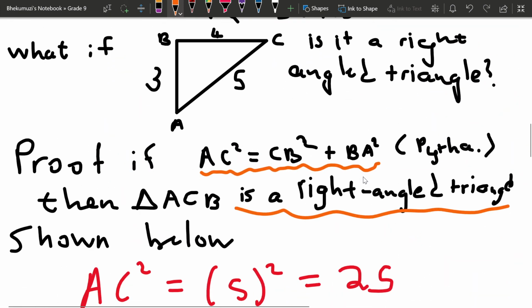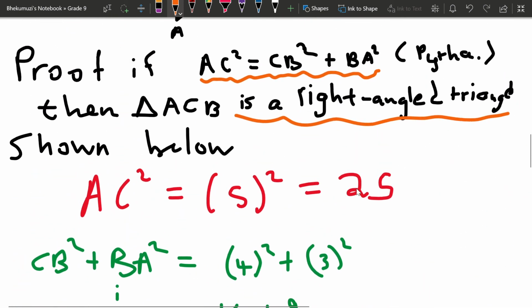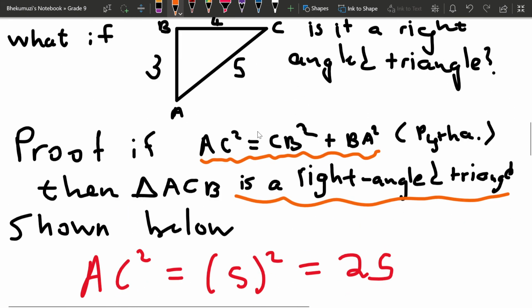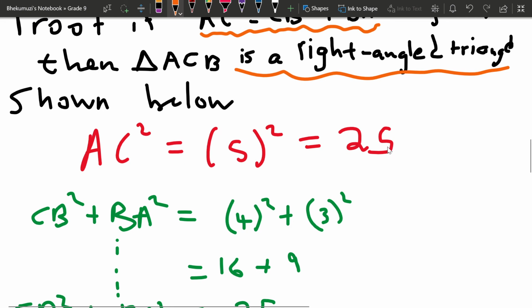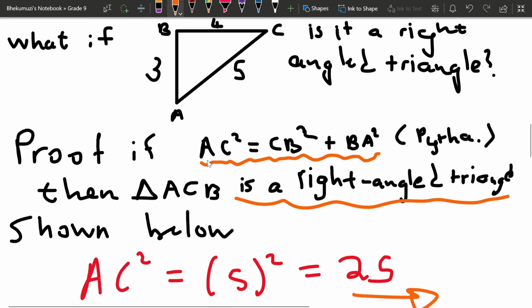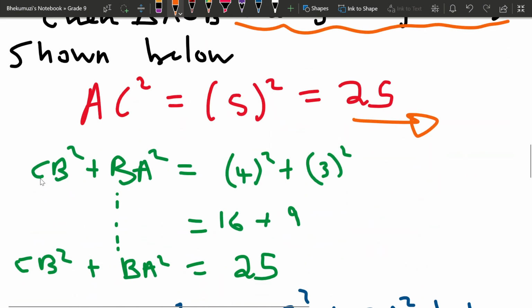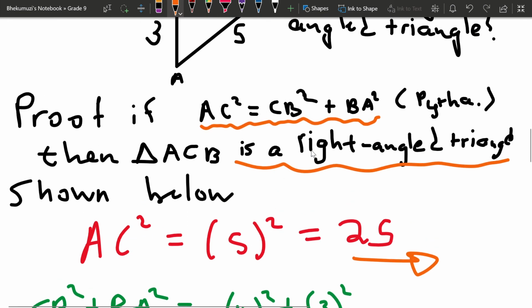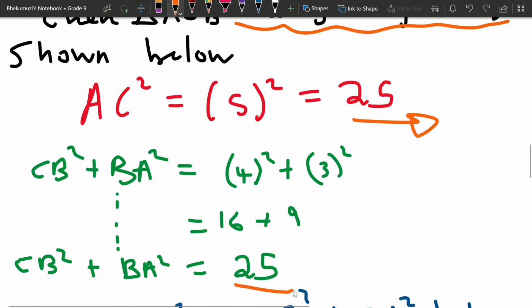Okay, so how do you prove that? We show it by saying we have AC, and AC here is 5, so we say 5 squared, and that gives us 25, right? You can see that is 25. And then we take CB squared plus BA squared, which is the second half. So this is the right hand side, so I took the right hand side separately, and we got 25. And then I took the left hand side separately, and we substituted everything, and we got 25 again.